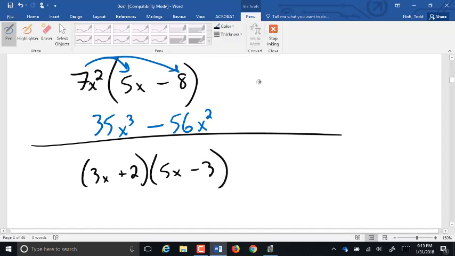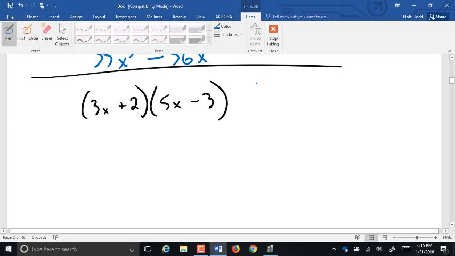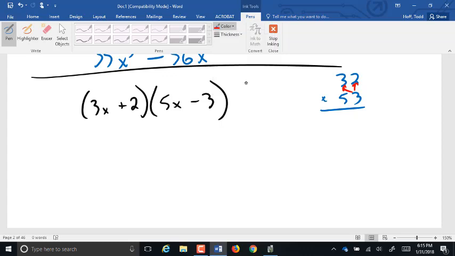Something like this. A 2-digit number times another 2-digit number. Again, we can treat it just like we would with whole numbers. With whole numbers, if I had 32 times 53, I have to do the 3 times 2, then the 3 times 3, and then move over, right? I can do the same thing here.